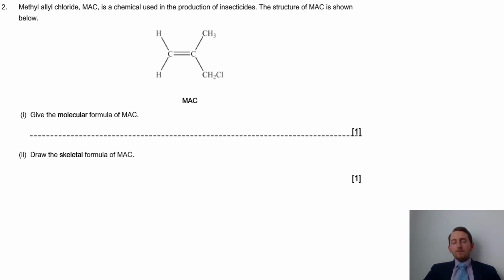And a final question here. We're asked to give the molecular formula for this molecule used in insecticides. So we need to just simply see what we've got. So I can count them up. I've got 1, 2, 3, 4 carbons. I've got 1, 2, 3, 4, 5, 6, 7 hydrogens, and I've got 1 chlorine. So very simply, it'll be C4H7Cl.